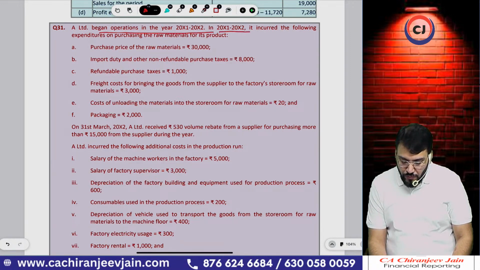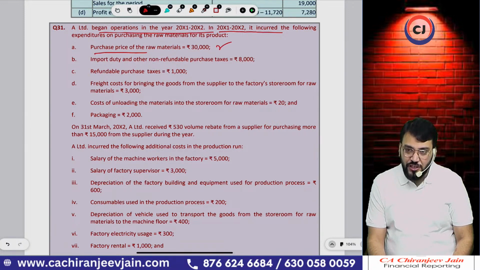In the year 2001-2002, they incurred the following expenditure. Purchase price of raw material, import duty and other non-refundable taxes: will you add? Add. Refundable purchase tax: not add, right? Don't add.